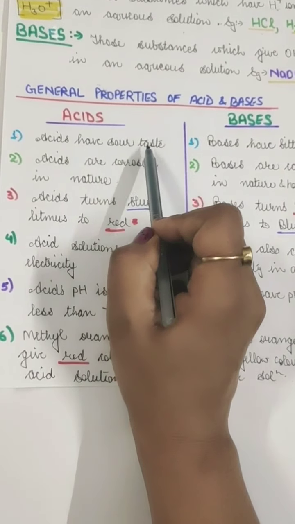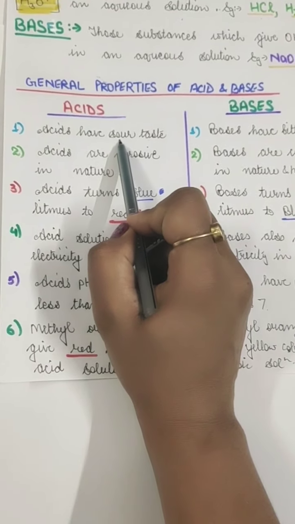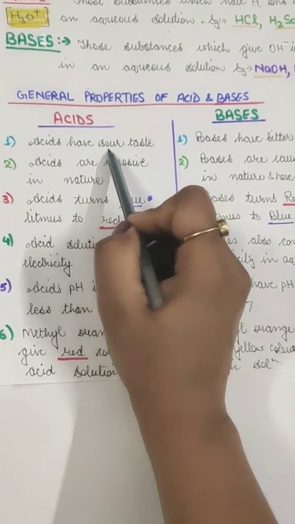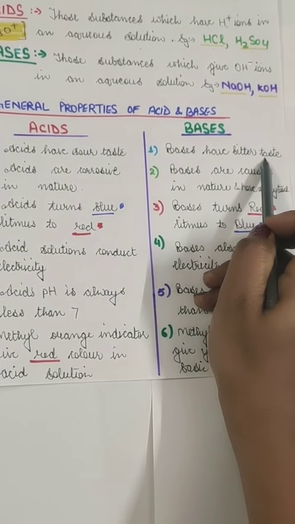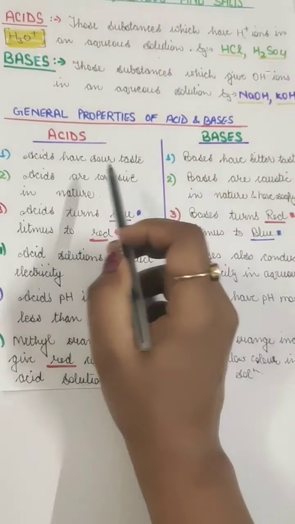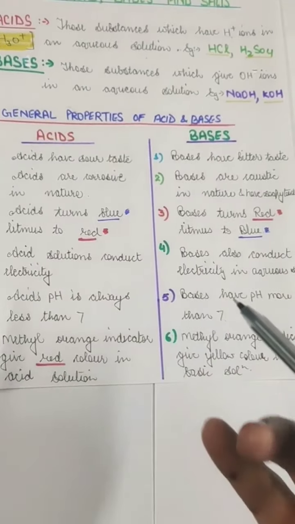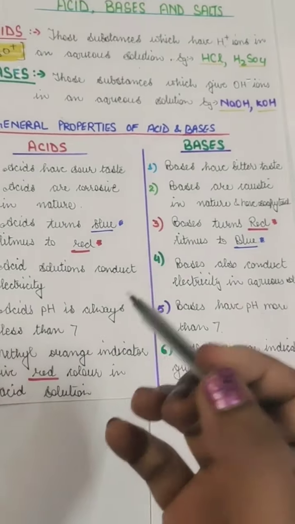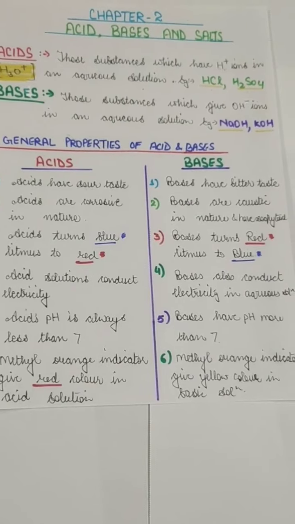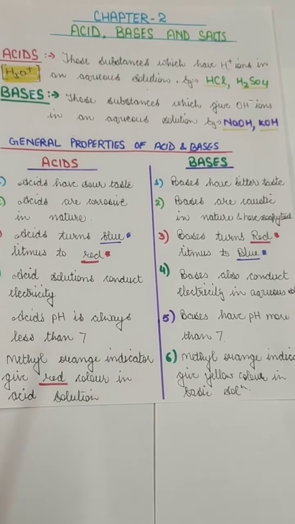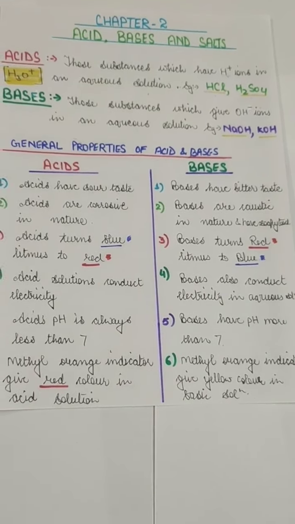Acids have a sour taste, that means they are a little tangy on your tongue. Bases have a bitter taste, but you can't taste the concentrated acids and bases. You can only taste the dilute acids or the organic acids.